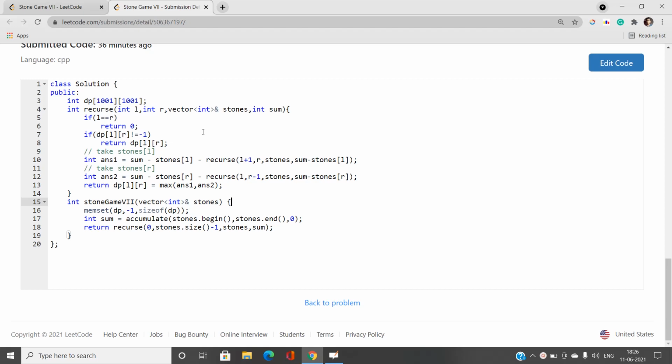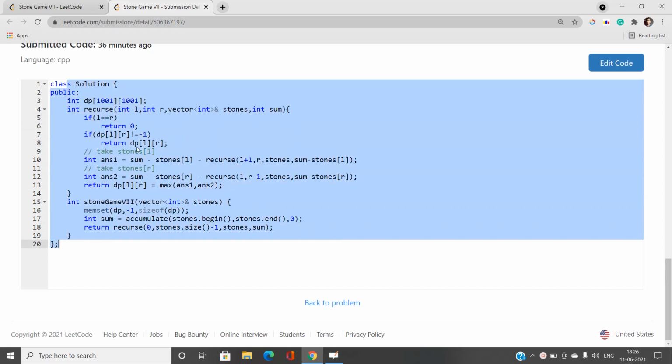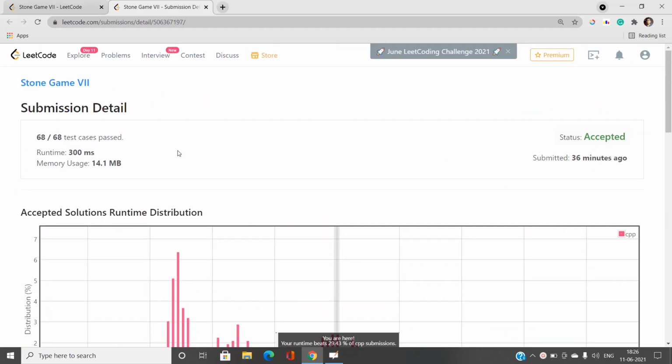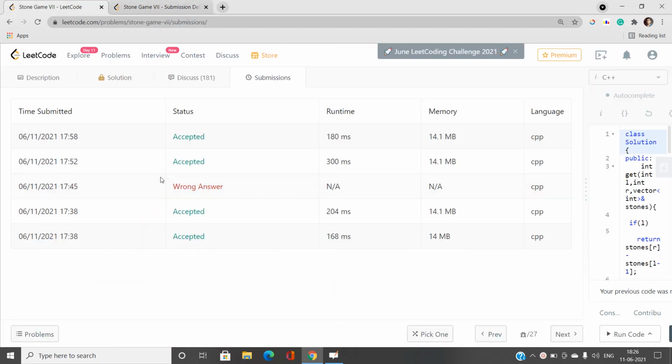Then I assign the result to dp of L R for the memoization technique, and return it. This will pass all the test cases in the required time. So this was the top-down approach. Let me now discuss the bottom-up approach also, which is a bit tricky but interesting.